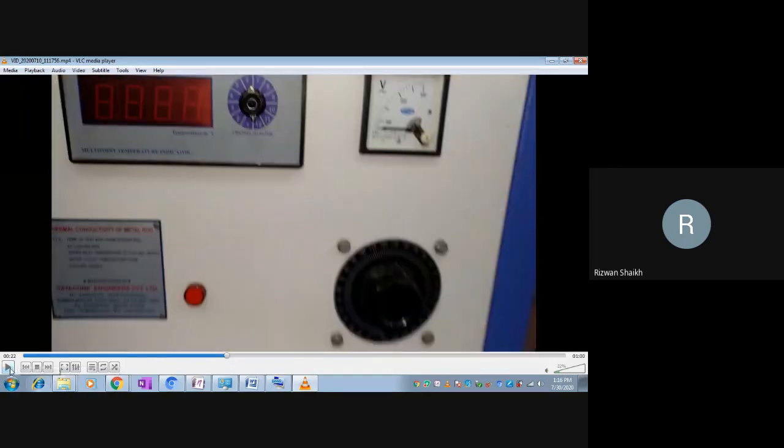We can see the thermostat here, black in color, that supplies heat through a heater to a metal rod. When we adjust this thermostat, we can see the change of voltage and the change of current, and once the steady state condition is reached, we can note down all the temperatures from this temperature indicator.